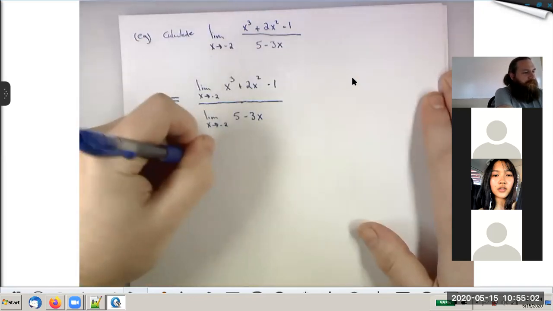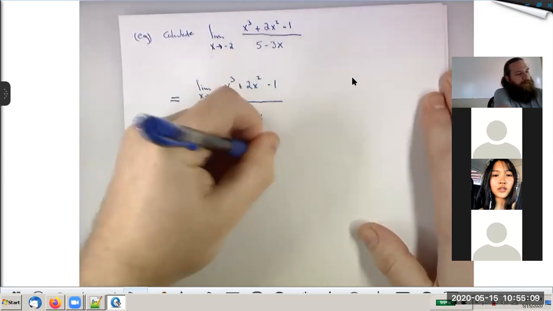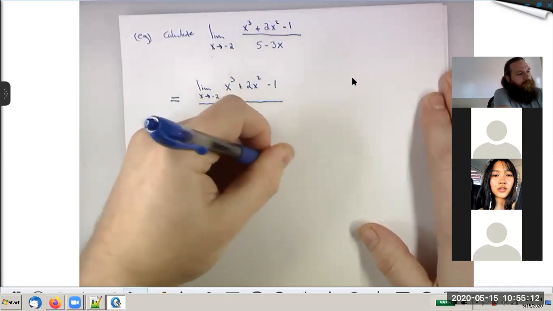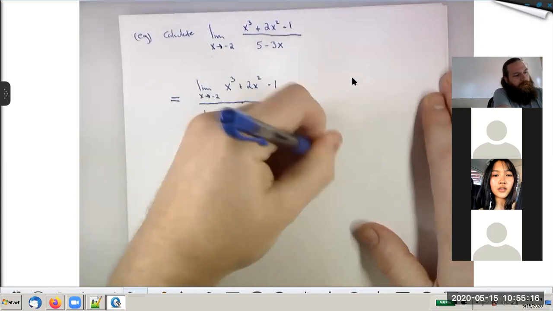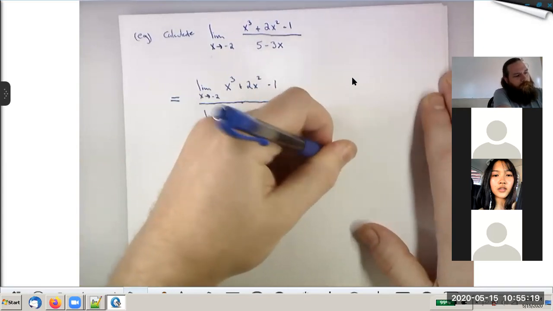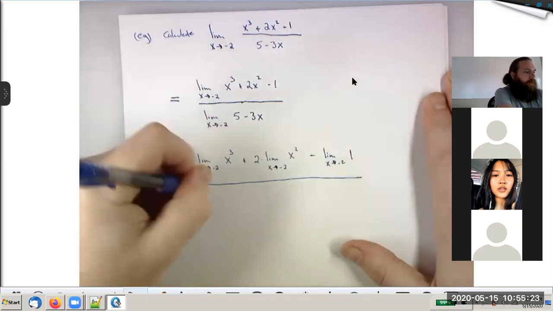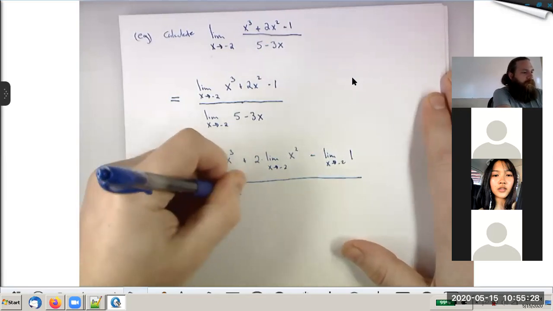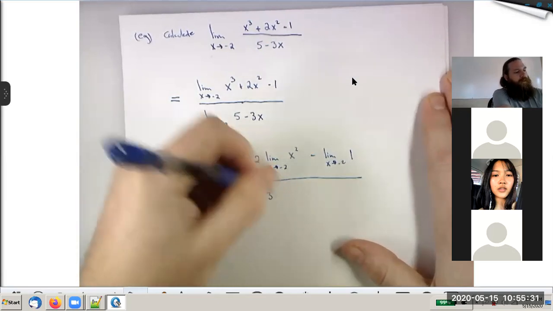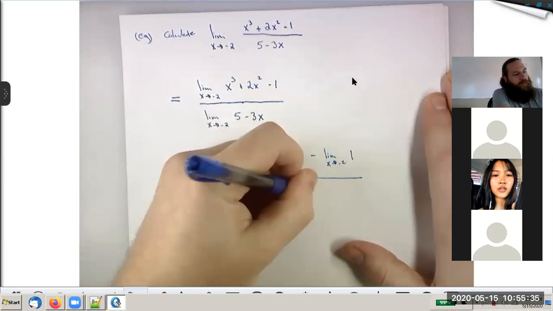That's the limit as x goes to -2 of x cubed, plus 2 times the limit as x goes to -2 of x squared, minus the limit as x goes to -2 of 1, all over the limit as x goes to -2 of 5, minus 3 times the limit as x goes to -2 of x.